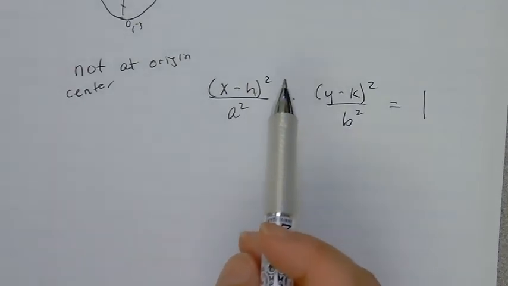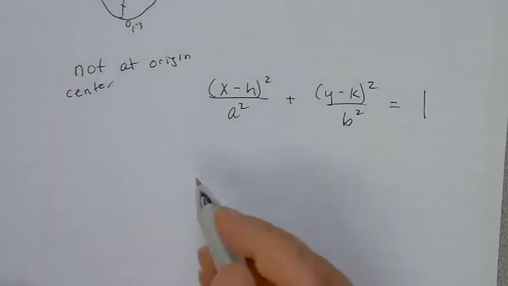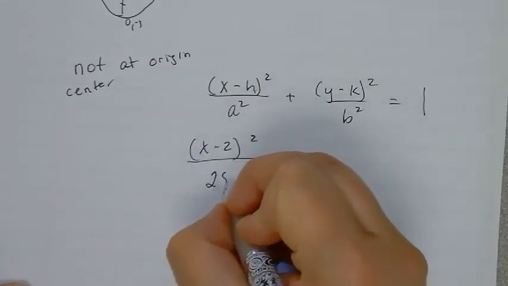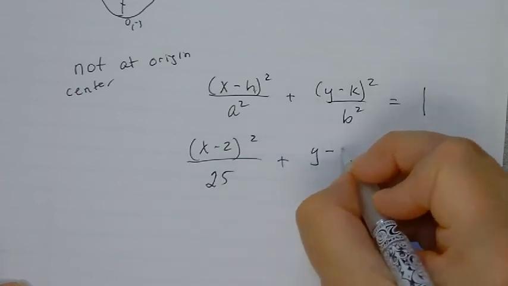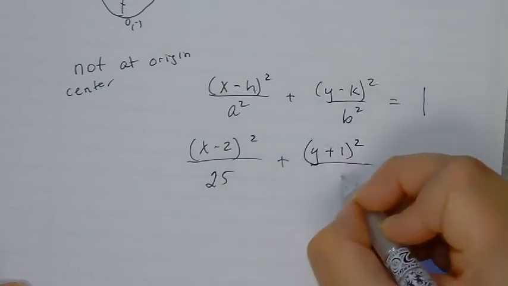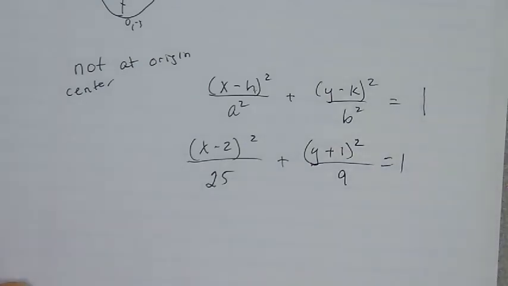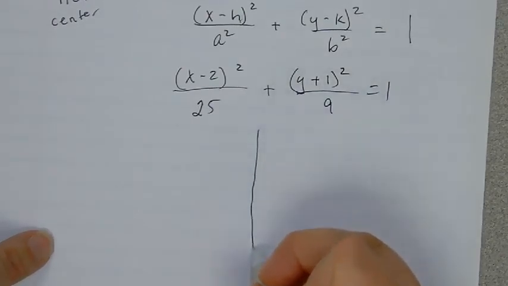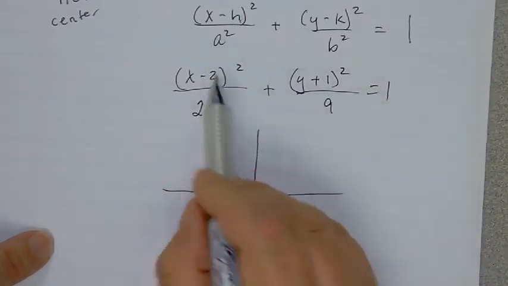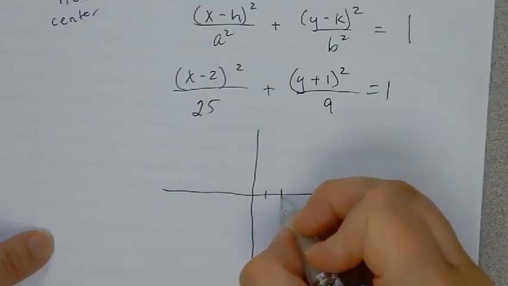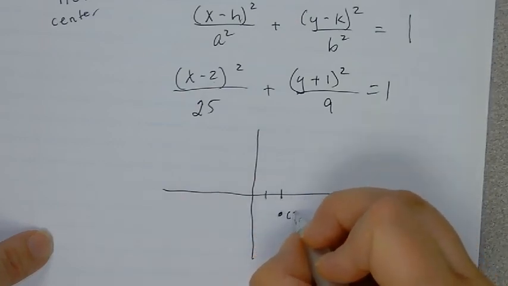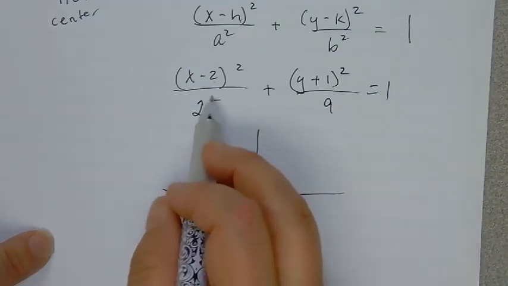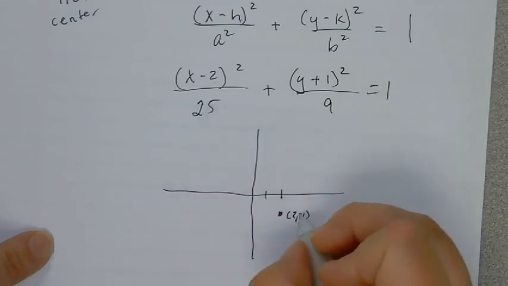So let's just write one. x minus 2 squared over 25, and let's do y plus 1 squared over 9 equals 1. Let's graph that. So the first thing I would do is find my center. So the center is going to be 2 units to the right and 1 unit down. Now from the center, I'm going to find my vertices by going the square root of this number in the x direction. So I'm going to go over 5.